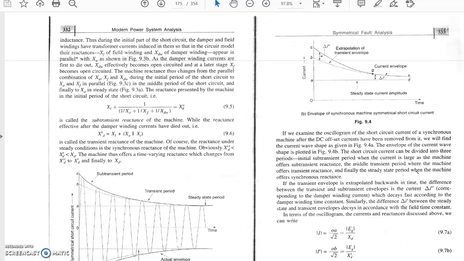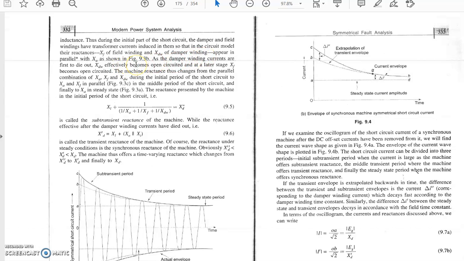So these are the three circuits or three models which the machine offers when a sudden short circuit occurs. Now we will discuss the total inductance and current in these three conditions. During the initial part of the short circuit, the damper and field winding have transformer current induced in them, so that in the circuit model the reactances XF of the field winding and XDW of the damper winding appear in parallel.